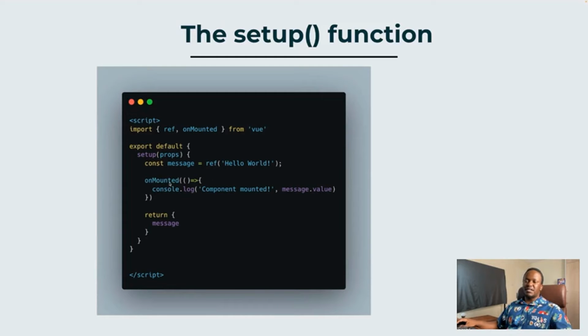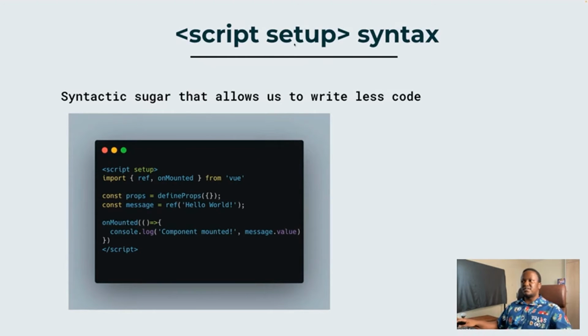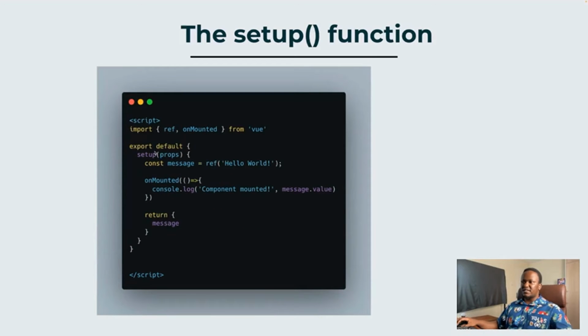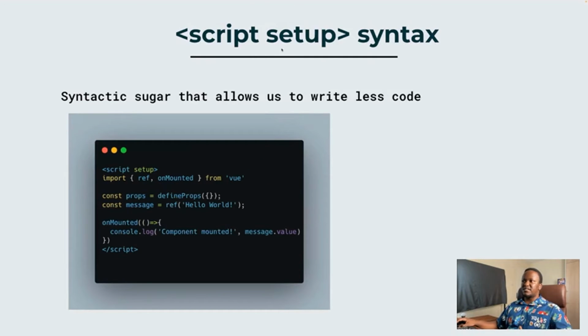The thing is, as your application gets bigger, it might get a little tiresome and annoying to return every single thing that you want to use in the UI, which is why we have the script setup syntax. It's syntactic sugar that allows us to write less code. The script setup is used by simply having a script tag and then adding setup as an attribute. And what it allows us to do is, instead of returning values, everything that is here is the equivalent of running it inside this setup. So instead of returning stuff, everything used in this script setup syntax will be available to your template.